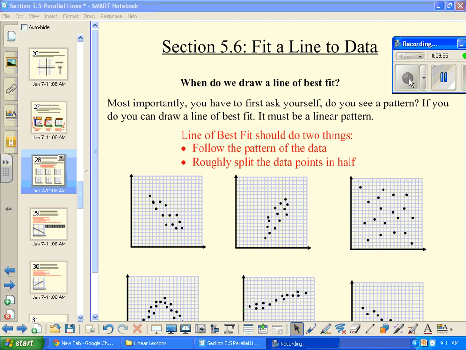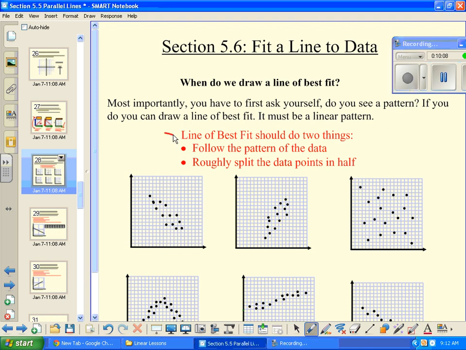On this page, I'm going to talk a little bit more about drawing your lines of best fit. Up here I've got two bullet points, and these are showing the two main things you need to do when you draw a line of best fit. They are in order of priority, so I actually label these with a 1 and a 2. The number one thing you should do when drawing a line of best fit is follow the pattern of the data.